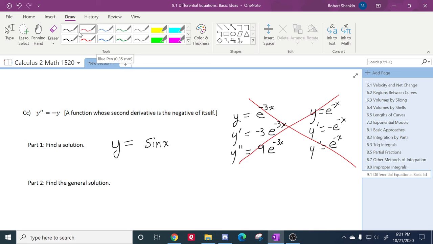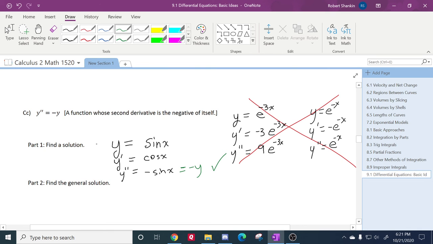We need something crazy like this. And let's watch. The derivative of sine is cosine. And the derivative of cosine is negative sine x. But that is negative y. Y prime prime is negative y, and it checks. All right, so sine works.